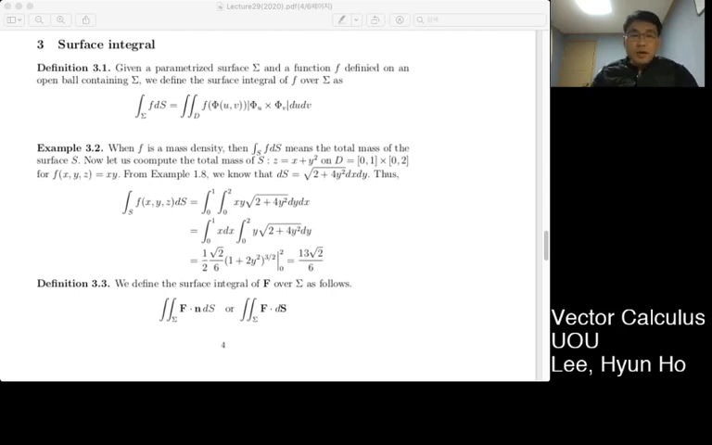Okay, so now I want to cover the surface integral today, and also we review last week's definition of the parameterized surface. So recall that a parameterized surface is actually a map, okay, a map from a domain in R2, in the plane, to the image in R3.